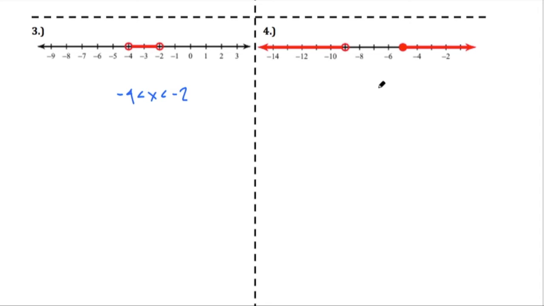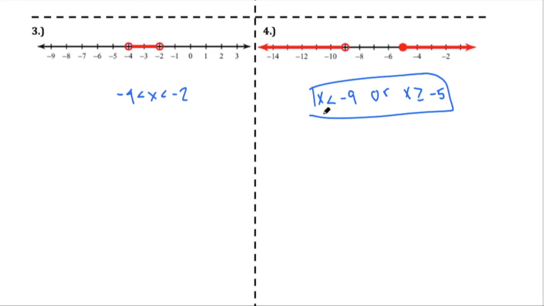Great. And one more example, we see two separate regions, so it's going to be an OR inequality. x is less than -9 would be the left inequality, and x is greater than or equal to -5. So those would be the algebraic expressions that go with the graphs of those inequalities.